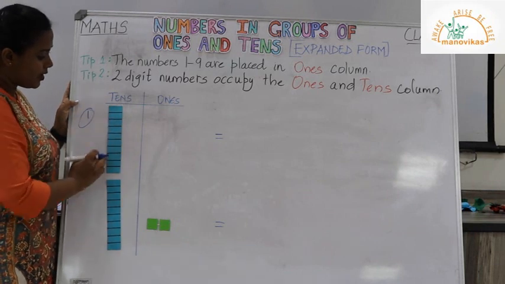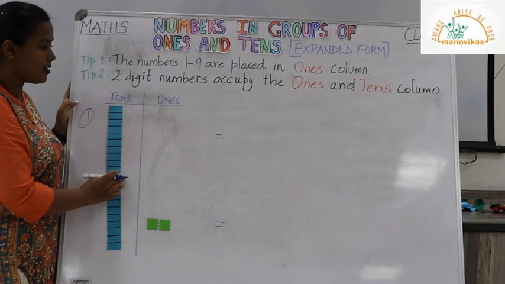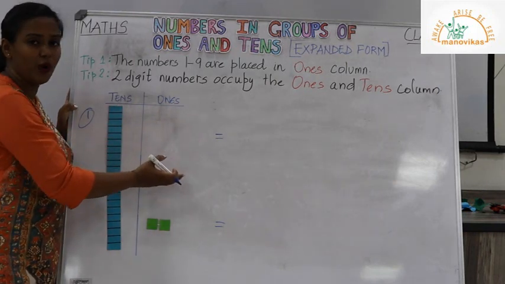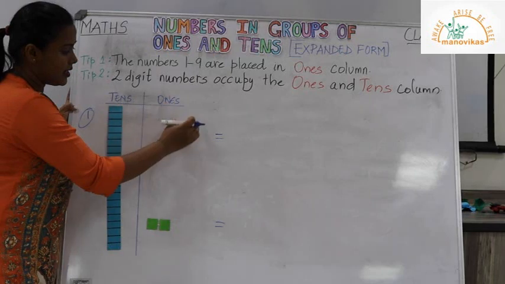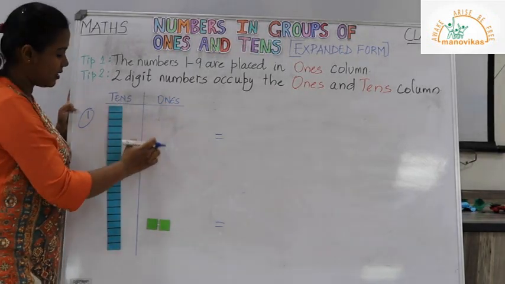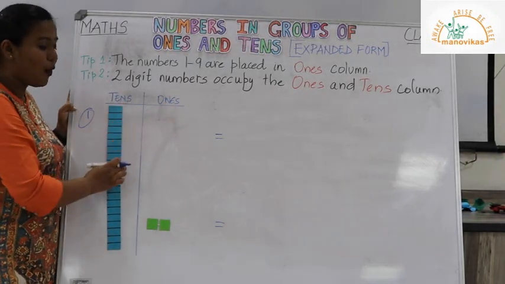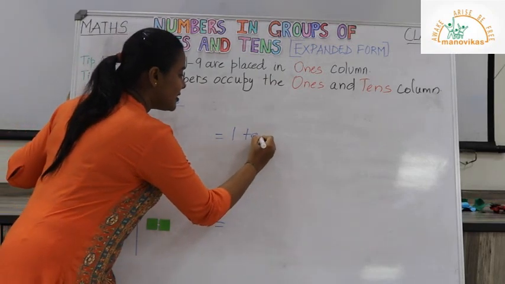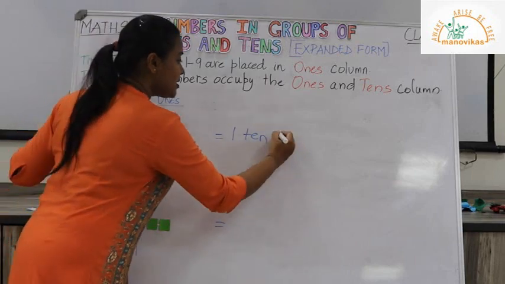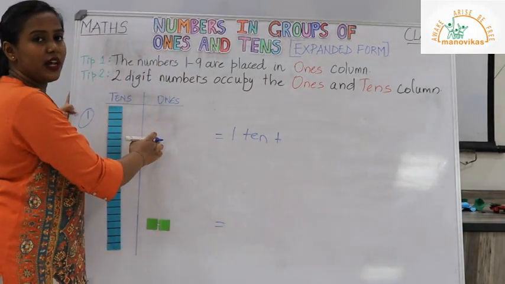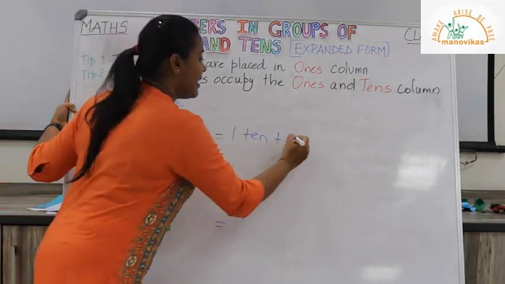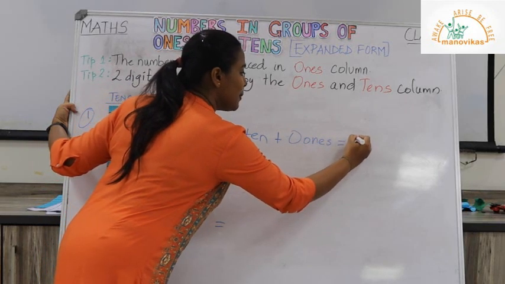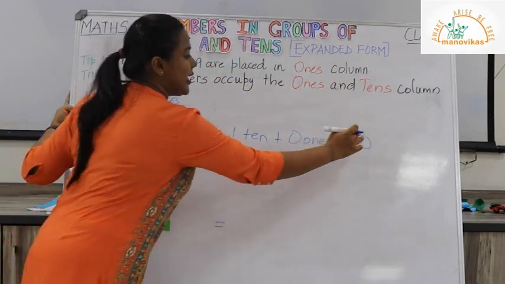this one. Here you have only tens, and we cannot see anything in the place value of ones. So when you see that there is nothing in the place value of ones, but you can see only 1 ten, it can be said as 1 ten plus how many ones? We don't have any ones in the ones place. So we will write it as 0 ones, which will give us the number 10.